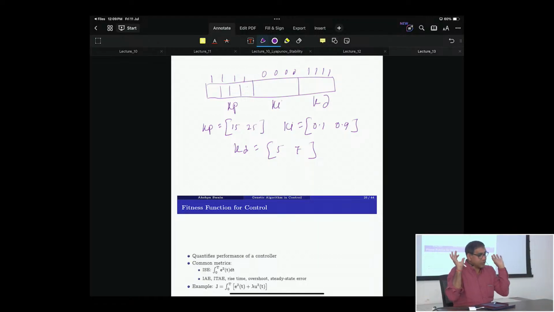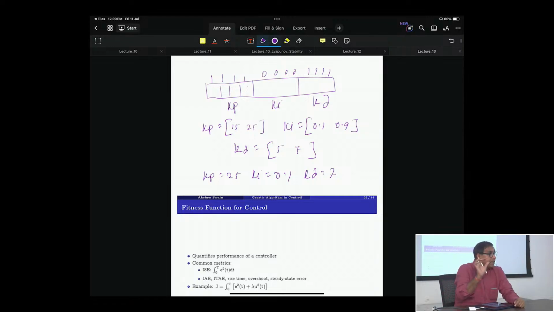Now, first chromosome which is generated is 1, 1, 1, 1, 0, 0, 0, 0, 1, 1, 1, 1. When you decode it, what is the value of Kp? Tell me. Kp is equal to 25. What is Ki? 0.1. What is Kd? 7. Because that is how you have mentioned, right? If you are given different range, it will decode a different value, right?